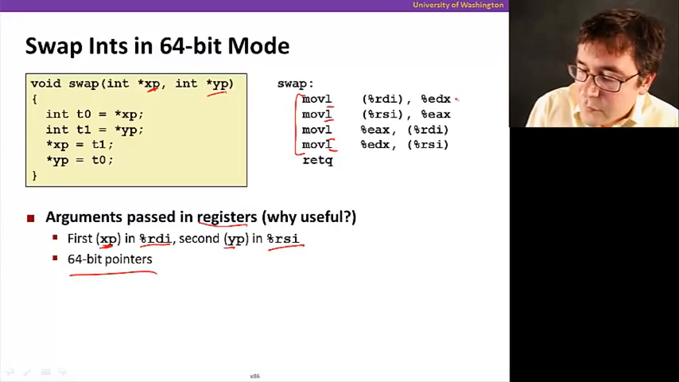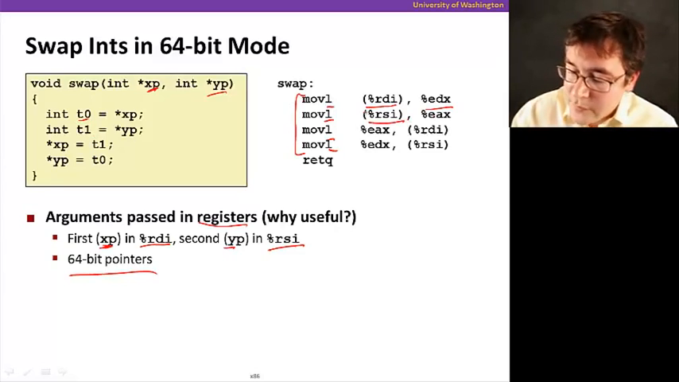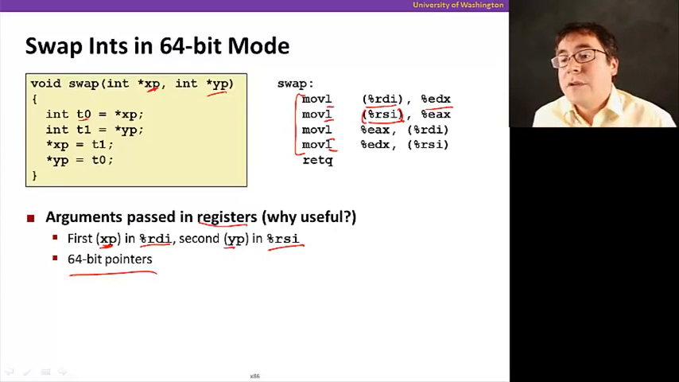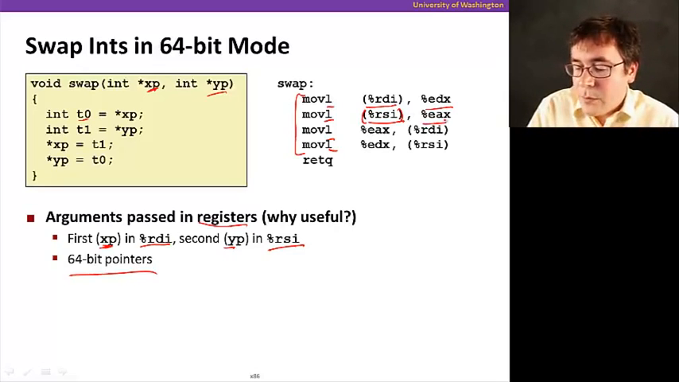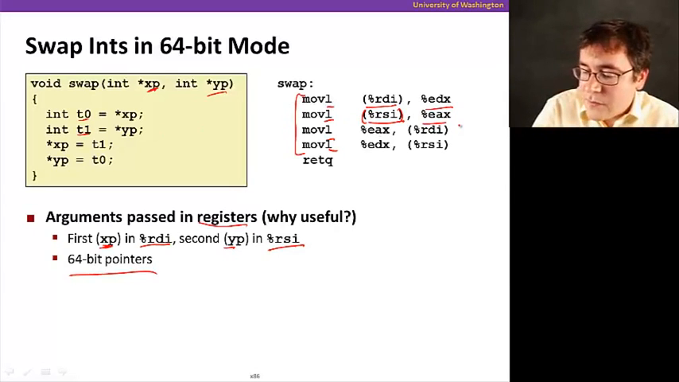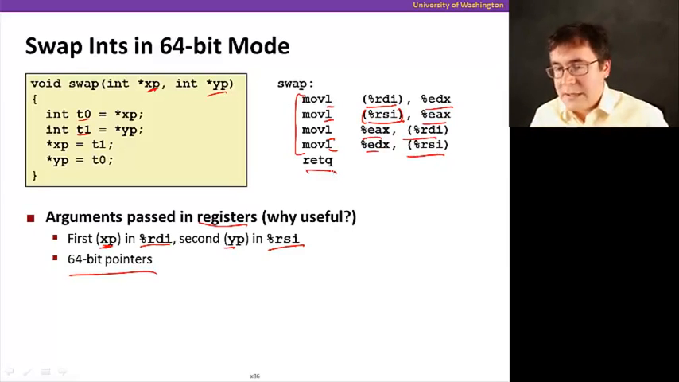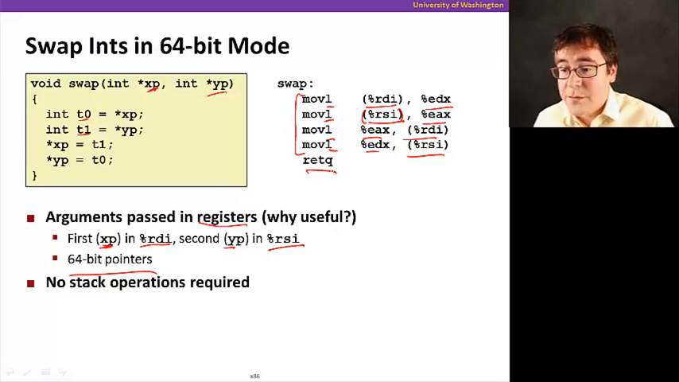This first instruction gets the contents of xp and stores it in a temporary variable, in this case t0, that happens to be mapped to EDX. We get yp's contents, which is why we're using the parentheses here. We're dereferencing the address, storing it in the other temporary variable t1 that happens to be mapped to EAX. Then we're just storing the temporary variables back into the pointers, and then we return. It's much simpler, and the main reason is that we don't have to use the stack at all. No stack operations required.